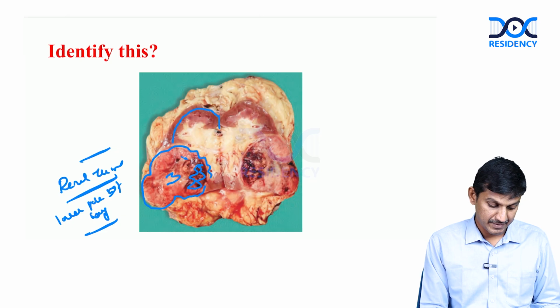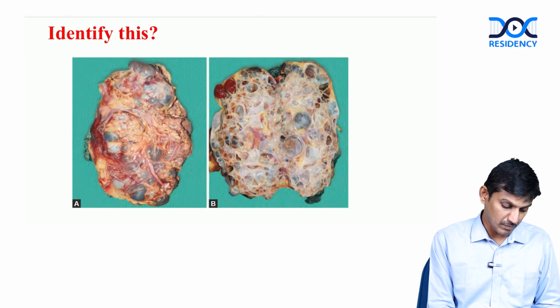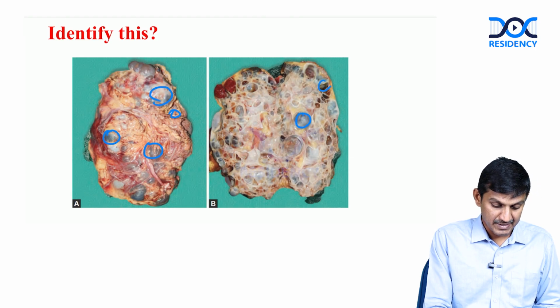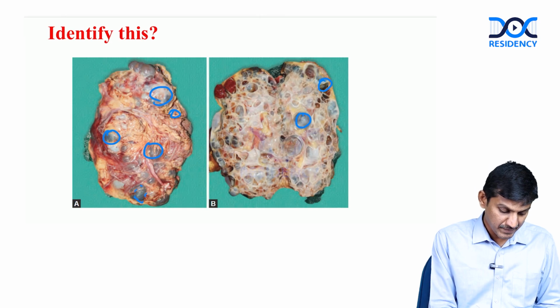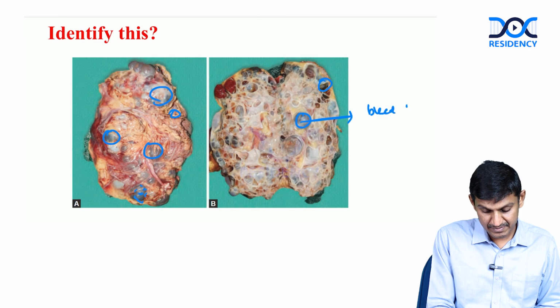Okay, right. So identify this specimen. This is again a post-operative specimen. So probably a kidney. What do you see in the kidney? There are lots of cysts. Even on the cut section, there are a lot of cysts. Some of the cysts are dark in color. So what does it mean? The cyst has actually bled. There is bleeding happening inside.